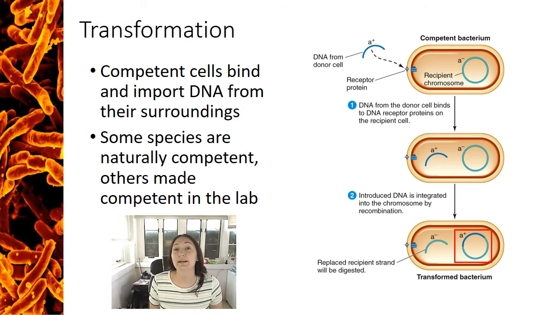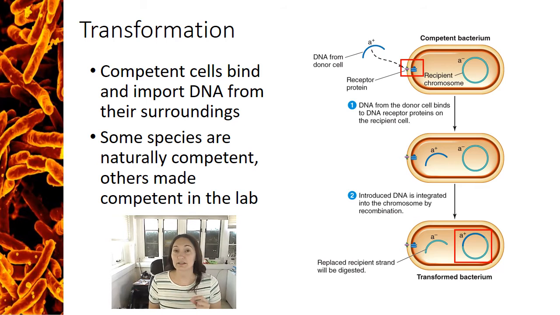Transformation is a process where bacterial cells are able to bind free-floating DNA in their environment and take it into the cell. Often this free-floating DNA is parts of the genomes of other bacterial cells that have died and begun to break down, releasing their DNA into the environment. Species that are able to do this naturally are called competent cells. And they're competent because they have a receptor on their cell surface that's able to bind to the DNA, which then allows the DNA to travel through a transport protein into the cytoplasm.